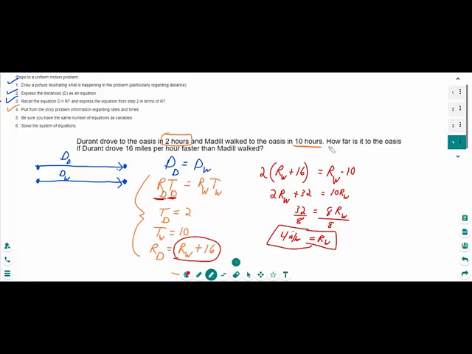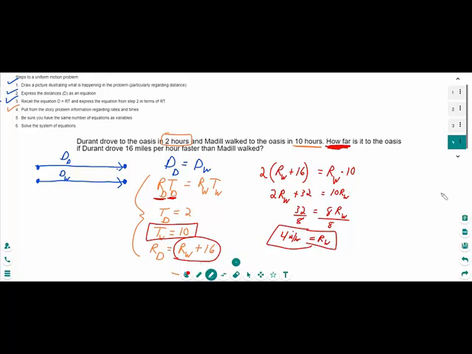Now, what do they want to know? They want to know how far it is to the oasis. That's their big question, how far. So they want to know distance. They want to know what one of these distances is, and they're both going to be the same, so it doesn't matter which one we solve for. We do know that the rate of the walker was 4 miles per hour. We do know that the time of the walker was 10 hours.